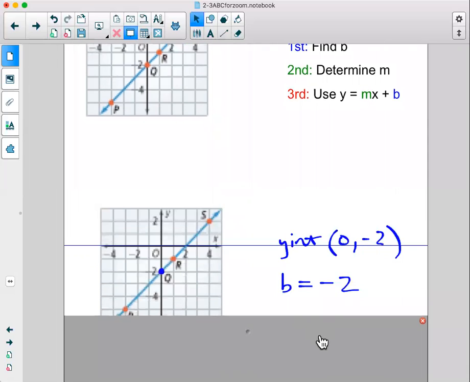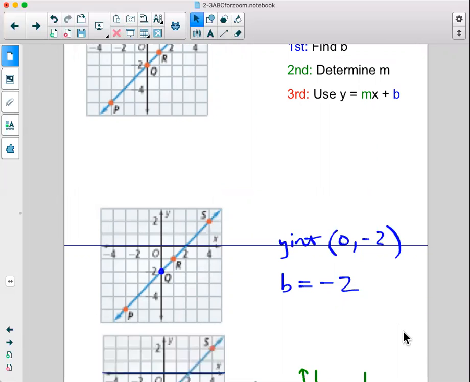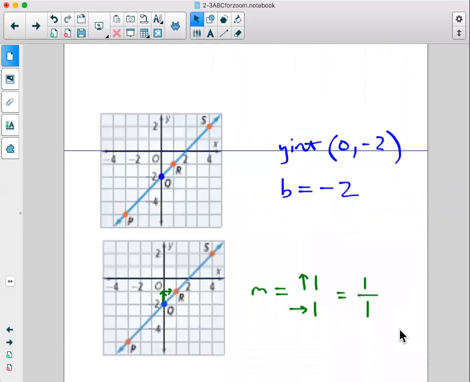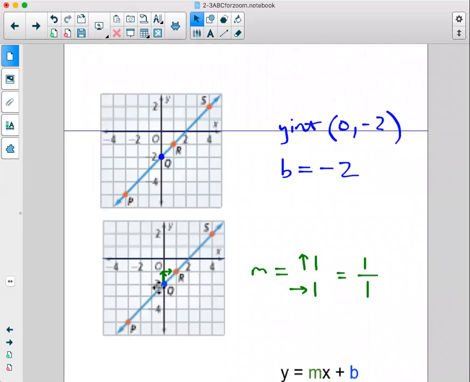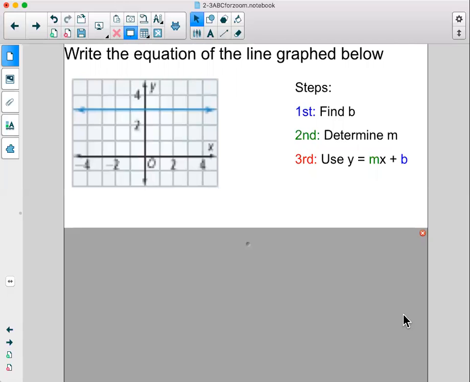First, I'm going to look and see where's the y-intercept. (0, -2), so b is -2. And then I can compare any 2 points on the line. I'm going to choose this one closest, and I see it's up 1 to the right 1, up 1 over 1, or 1. And when the slope is 1, I don't even have to write it. I could, but I don't have to. So pause, practice on your own paper, and then press play.